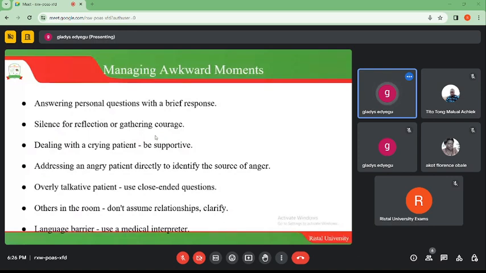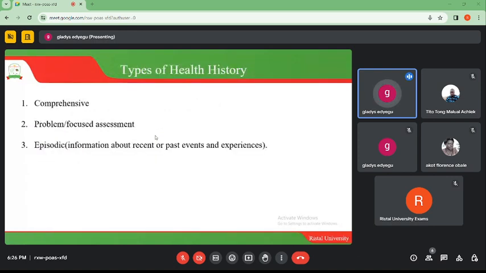Below are other points. So what are the types of history? Tito, can you give us some of the histories that you always take from these patients when you're doing health assessment?